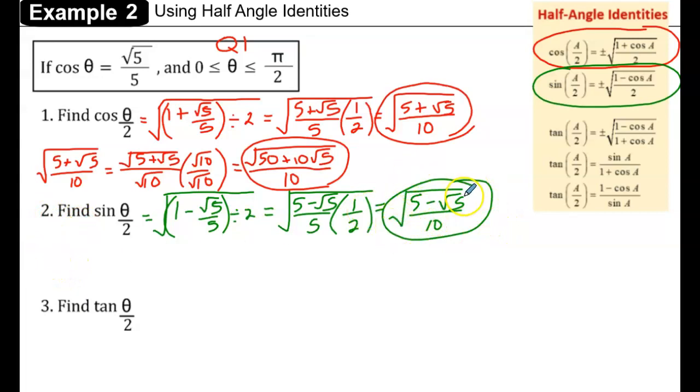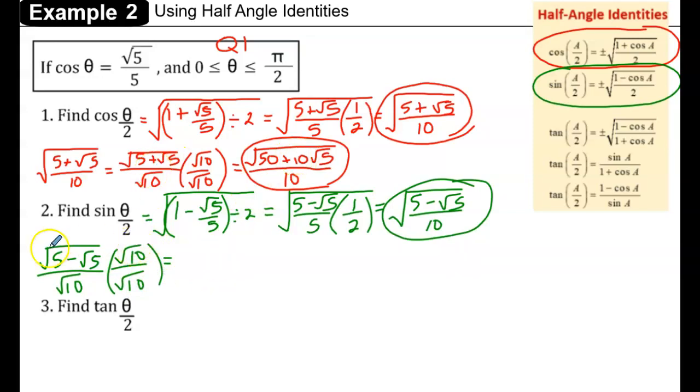Again, the square root of the fraction is equivalent to the square root of the numerator, 5 minus the square root of 5, divided by the square root of the denominator, that's square root of 10. Then to rationalize the denominator, we would multiply by root 10 over root 10.